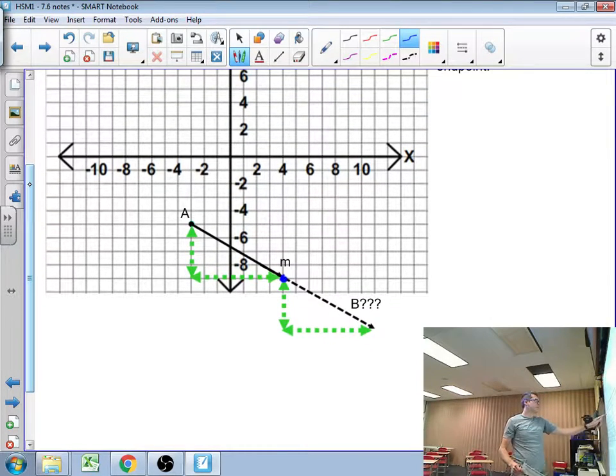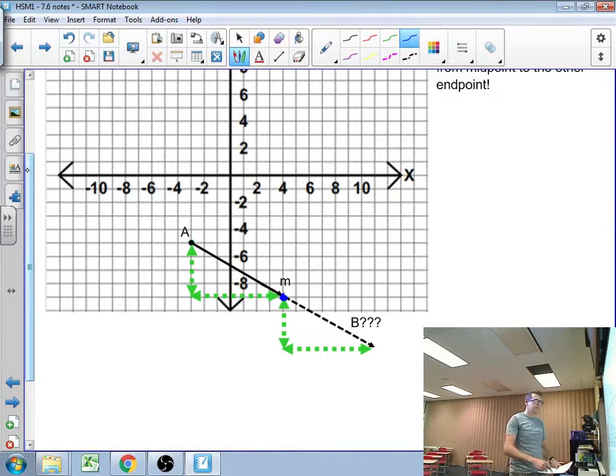If A and B are one continuous line, then I know that once A passes through M, it's going to continue on that same slope, that same path, and the same distance it's already traveled. It's going to go that same distance to get to B. So if I can figure out what my delta Y here is and what my delta X here is, I know that I'm going to repeat the same exact thing for this change and that change, which will get me to my eventual point B. So let's go ahead and figure that out.